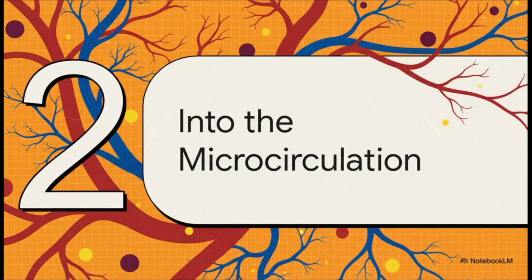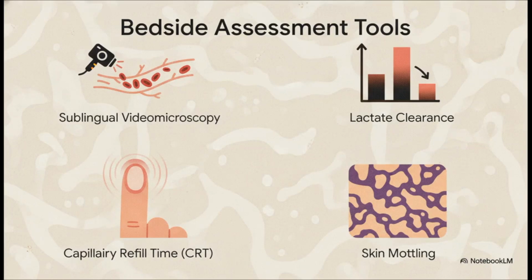So this begs the question, right? If the big numbers on the monitor are misleading us, how in the world can we see what's actually happening at the tissue level? Well, let's look at the tools we have to peek into the microcirculation, right there at the bedside. We actually have a few ways to get a window into this hidden world. Some of it's pretty high-tech, like sublingual video microscopy, where you can literally watch red blood cells moving or not moving through capillaries. Then you have things like lactate clearance, which we all use as a surrogate for perfusion.